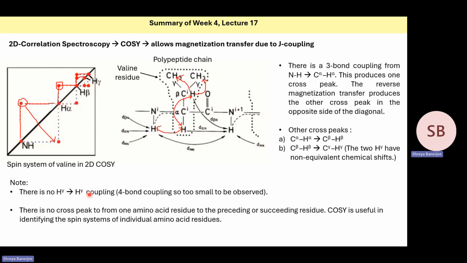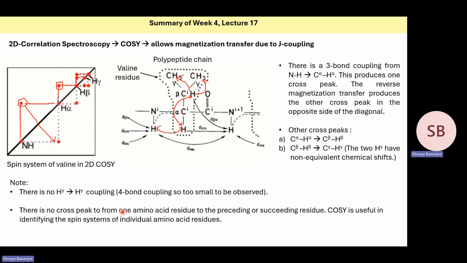Now there are some things to note. You can note that there is no 4-bond coupling. For example, alpha to gamma would be 1, 2, 3, and then 4. So there is no alpha to gamma coupling. You can remember that 4-bond coupling is too small to be observed in the COSY.